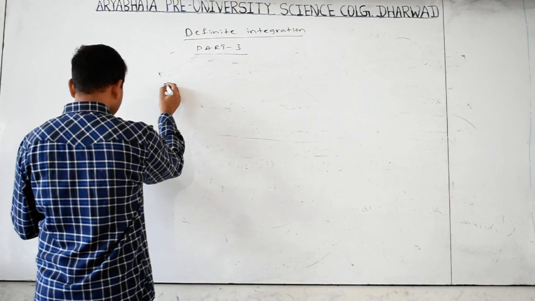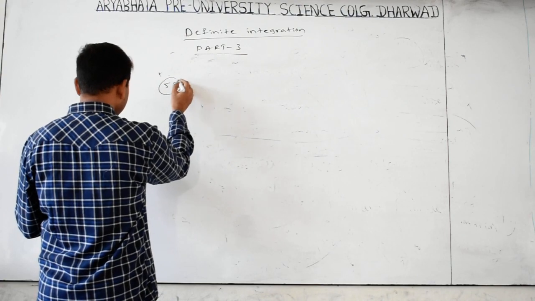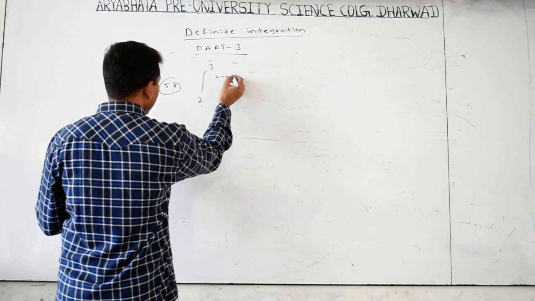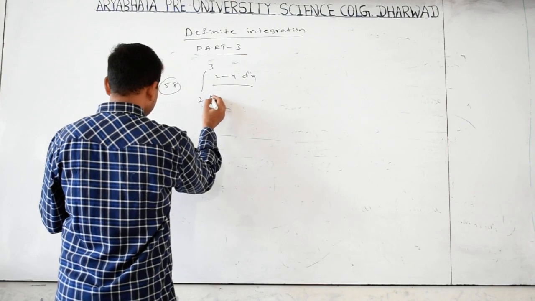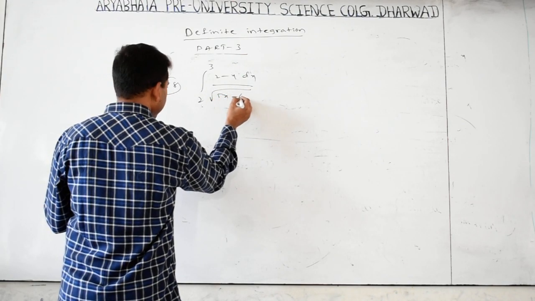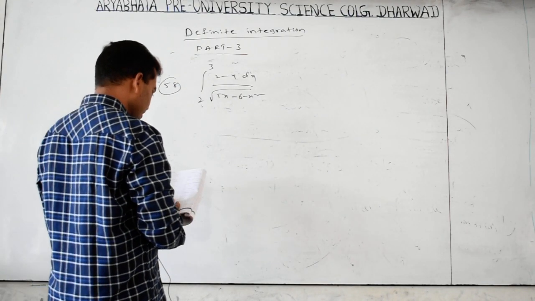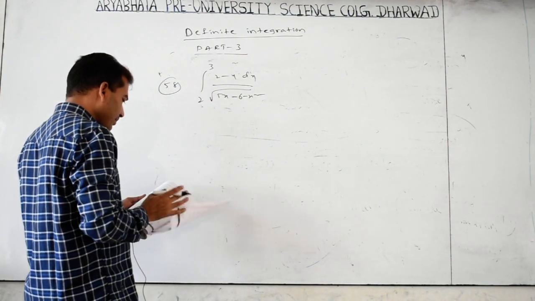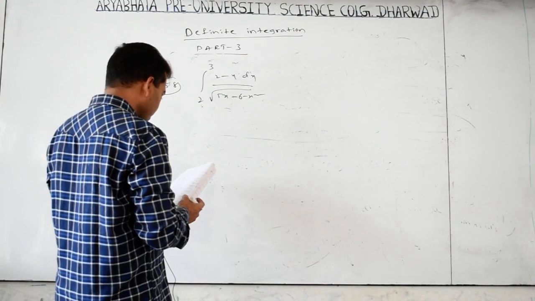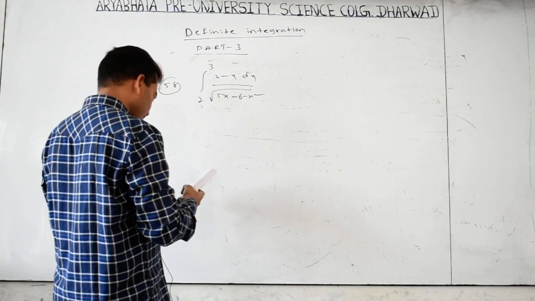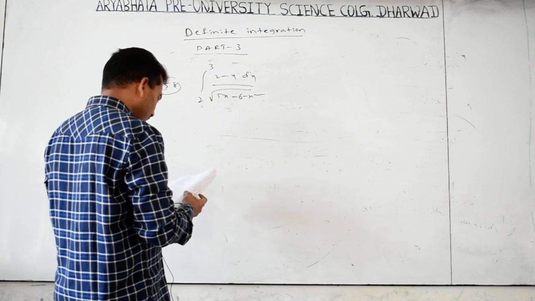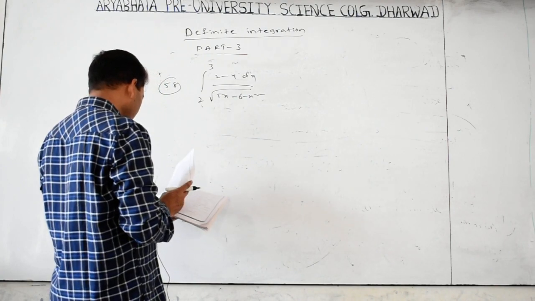Next, question number 58: integration from 2 to 3 of (2 minus x) dx by root of 5x minus 6 minus x square. This is a direct standard formula, and you will get minus pi by 2. The standard formula was discussed starting in part 1. This is in the form of integration of 1 by root of (x minus a)(b minus x), which is equal to pi.